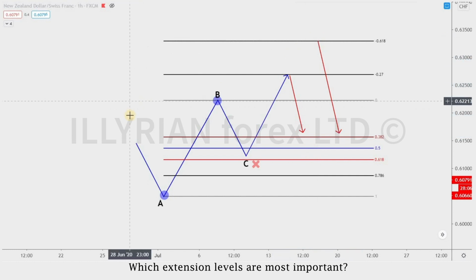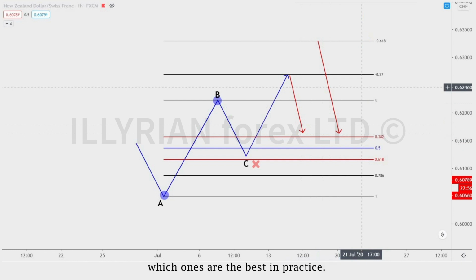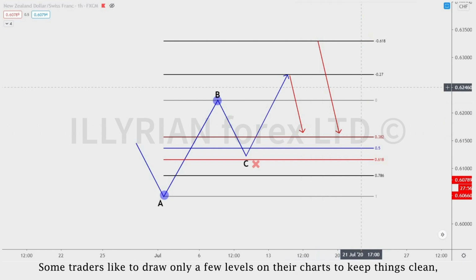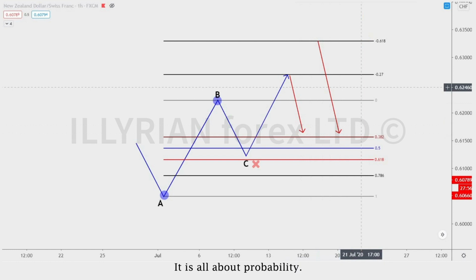Which extension levels are most important? There are so many projection levels that you might be confused which ones are the best in practice. Some traders like to draw only a few levels on their charts to keep things clean, but they are aware of the fact that the price might stop at other levels. The most common extension levels are 127%, 161.8%, 261.8%. It is all about probability.